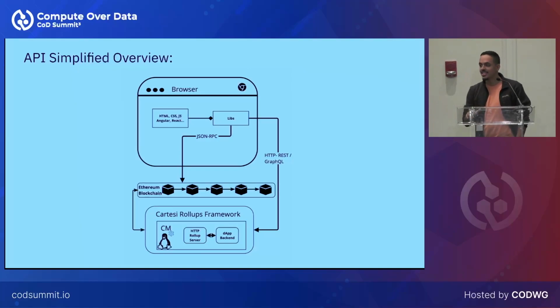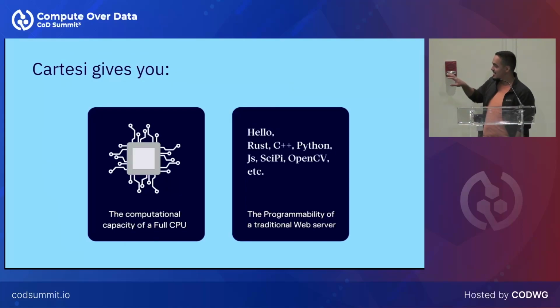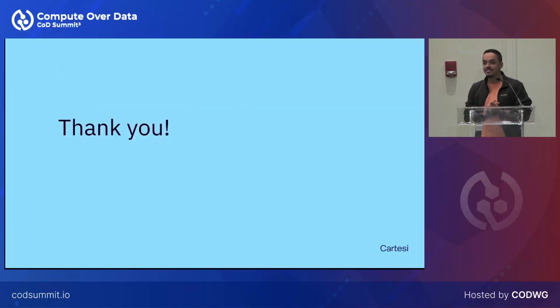Did it make sense to you guys? I'm open for questions now. Because really, what Cartesi is doing here is giving you back the ability to have a full VPS inside the blockchain ecosystem. So it means that you can code in any language, using any toolset that you're already used to, inside this enclosed environment. Thank you, guys.